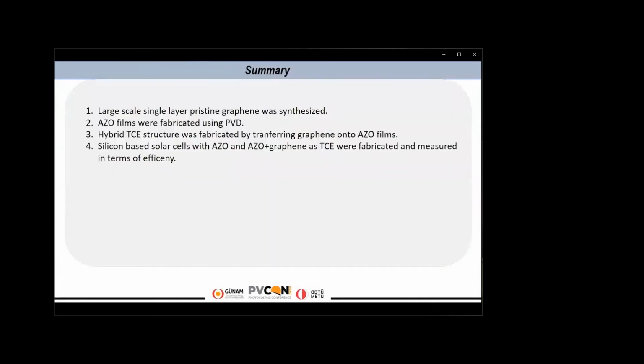In general, large-scale single-layer pristine graphene was synthesized. AZO films were fabricated using PVD. The hybrid TCO structure was fabricated by transferring graphene onto AZO films. Silicon-based solar cells with AZO and AZO graphene as TCO were fabricated and measured in terms of efficiency.